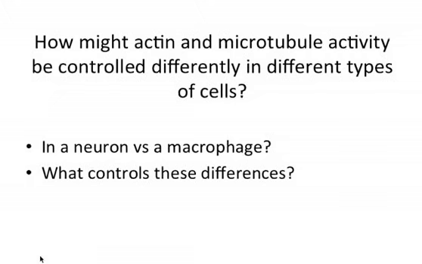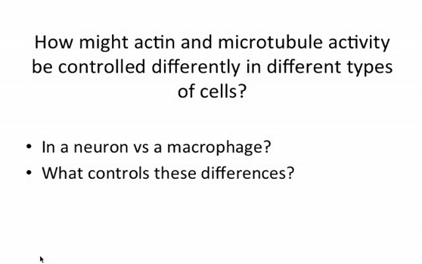Okay. So think about actin. I've told you about how actin and microtubules are dynamic, growing and shrinking. So think about how they might be controlled differently in different types of cells. Compare a neuron to a macrophage. We talk a lot about cell division and cell movement with actin. Well, is there going to be a difference in how actin is regulated in a neuron versus a macrophage?